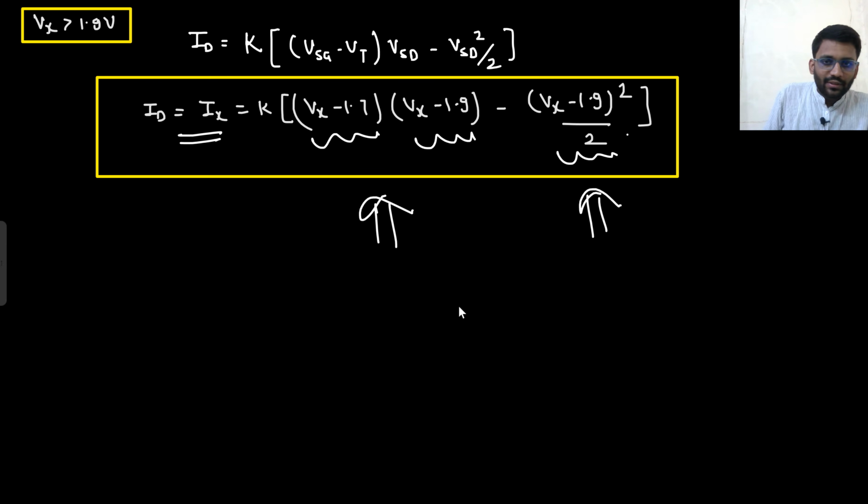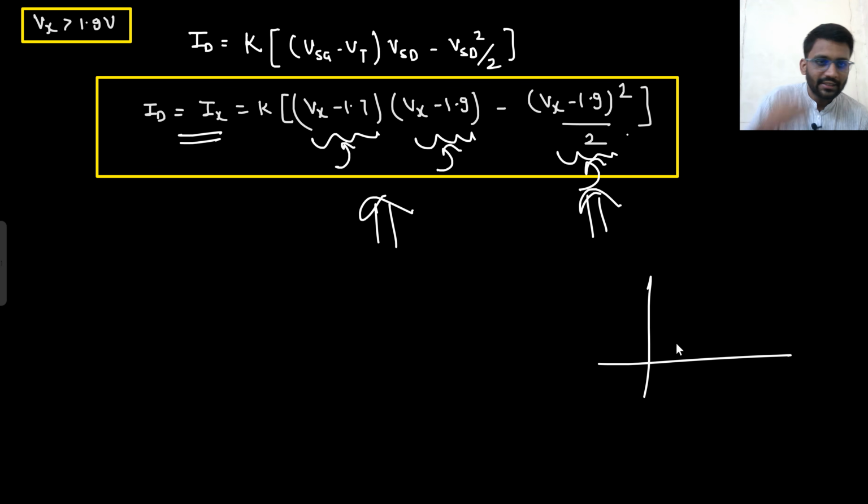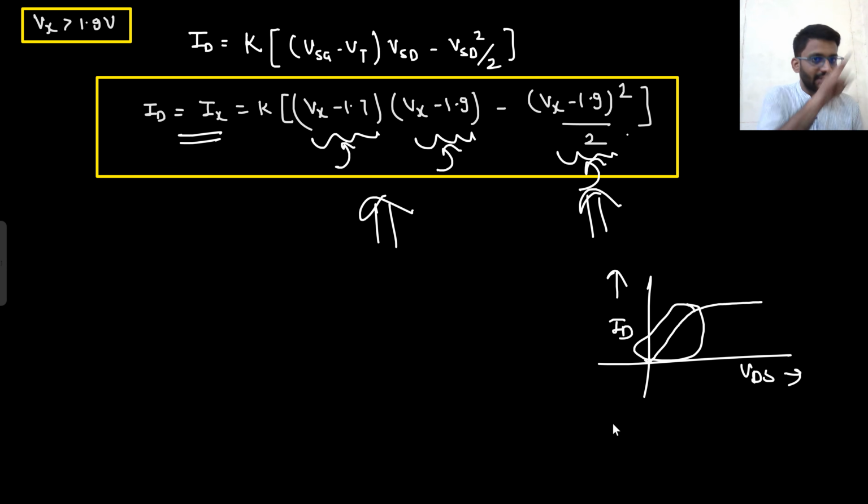The expression you have written: if Vx increases, this factor will increase, this factor will increase and this factor will also increase. Tell me one thing, will the overall value increase or decrease? It will increase only. Why so? Do you remember the ID versus VDS curve? If I increase my VDS anyhow, my current increases. In the linear region too, if I increase my VDS, my current increases.